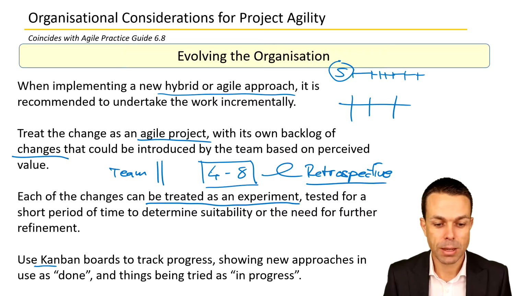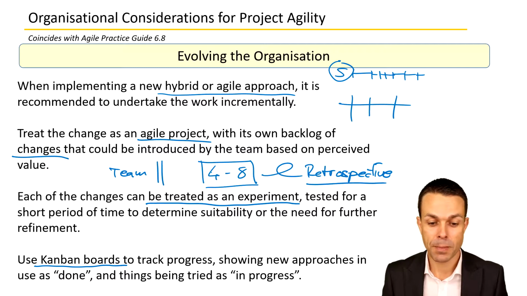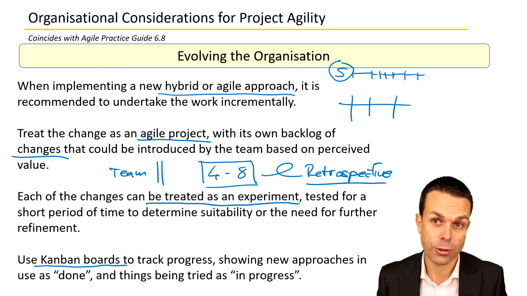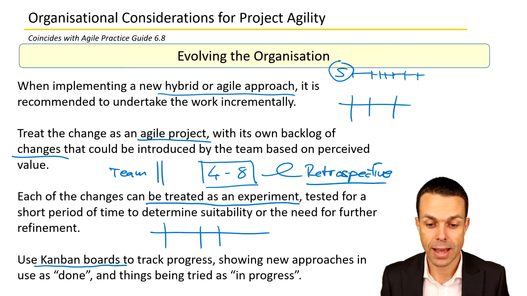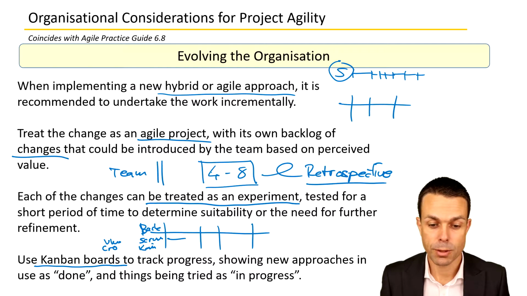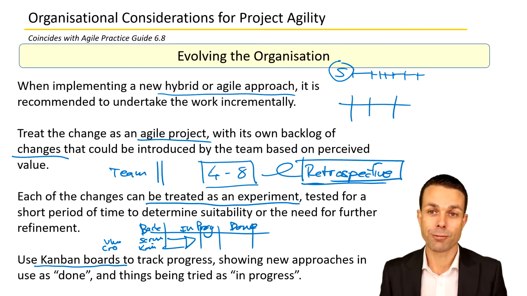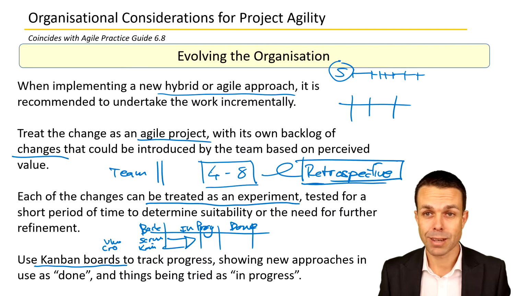We can also use Kanban boards to track the progress of the things that we're implementing, showing the new approaches to use as done and the things that we've tried or that we're currently trying as in progress. So again, another Agile approach. We've got maybe all of these things that we want to implement in the backlog. And that could be, maybe we're going to move to Scrum, maybe we're going to use Kanban, maybe we're going to use the whole team approach or a cross-functional team. And some of those we'll be moving across into in progress. And some of those will already be finished and we'll have gone through that retrospective process to find out what worked, what didn't work, what we want to keep and what we want to discard.